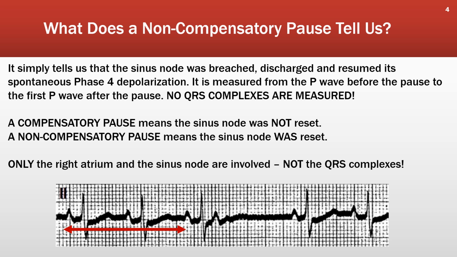So here we have a double-headed arrow measuring two normal PP intervals. When we move it, we see that the PP interval caused by the P wave before the pause and the P wave after the pause is shorter. It's shorter.